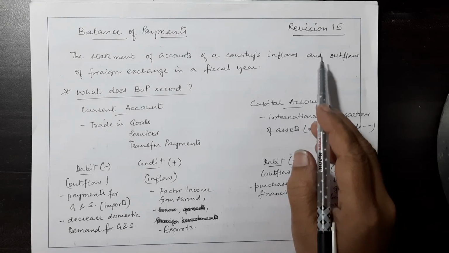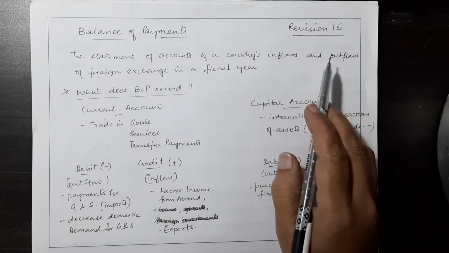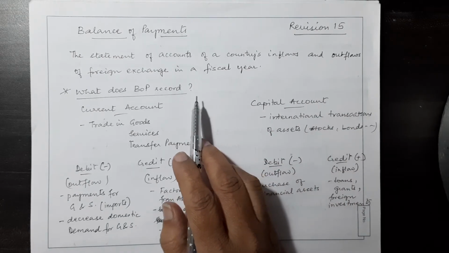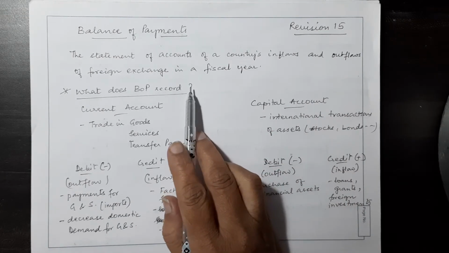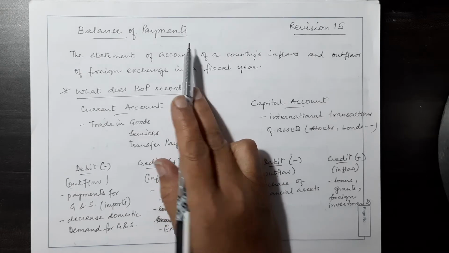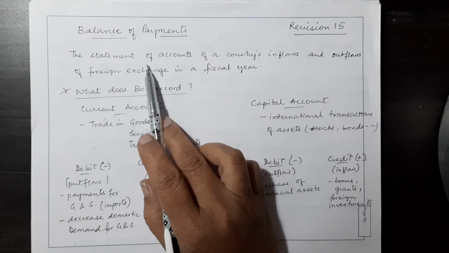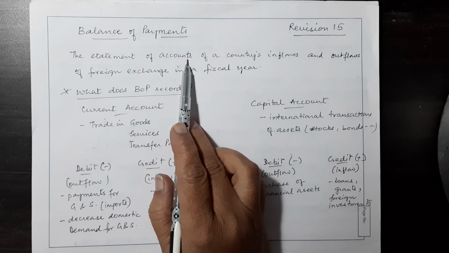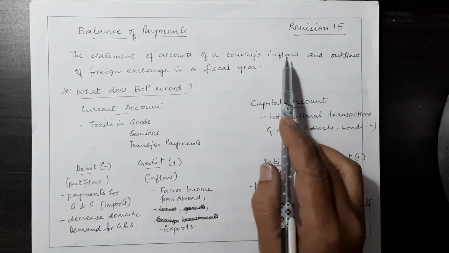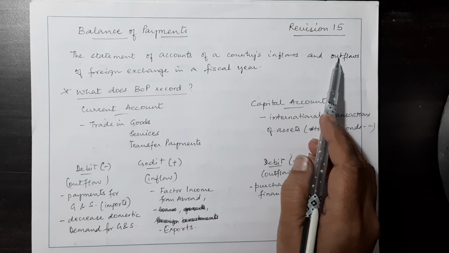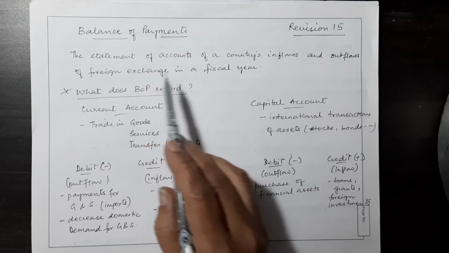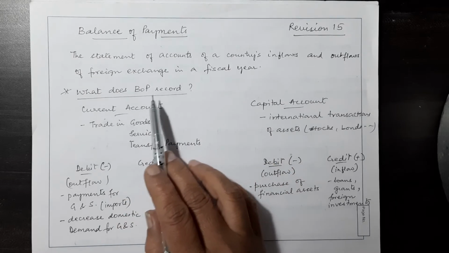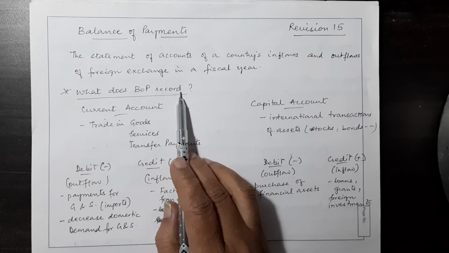In our episode revision 15, let us quickly revise the expected questions in the board examination under balance of payments. What is balance of payments? Sometimes the definition is asked. So we need to write it's a statement of accounts. This is very important. It's a statement of accounts of a country's inflows and outflows of foreign exchange in a fiscal year. Right?